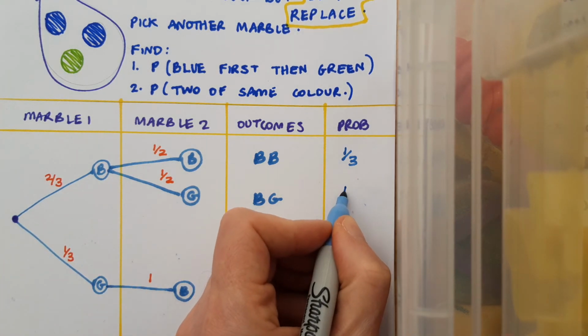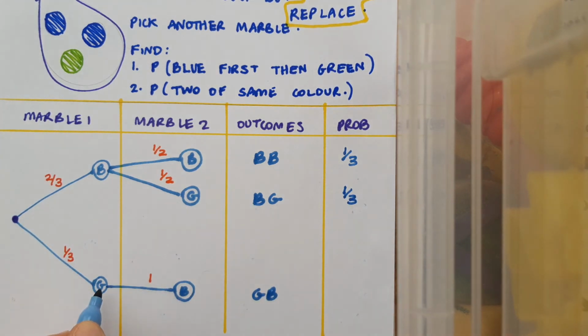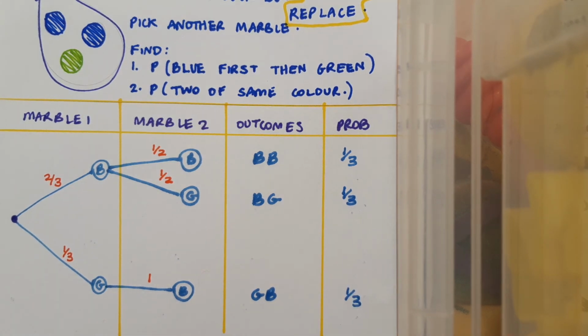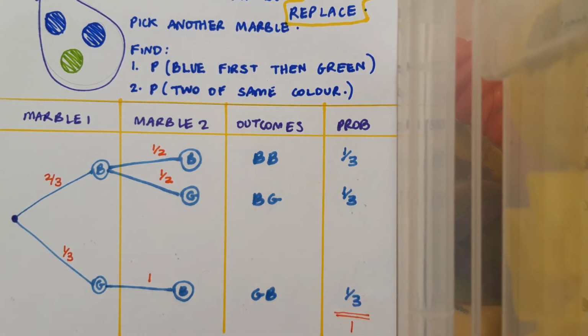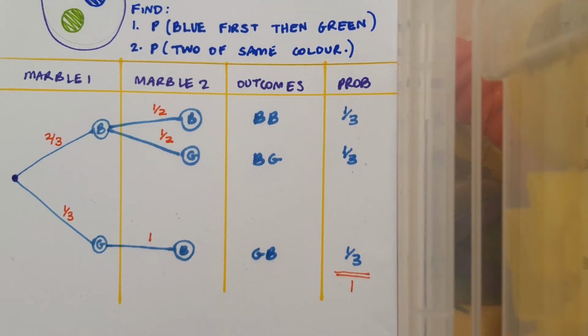Again, 1/3, and finally 1/3. And I can see quite easily this time that my probabilities do in fact total up to 1. So that's quite reassuring. And then I'll answer the questions.